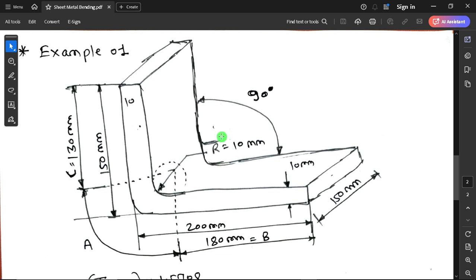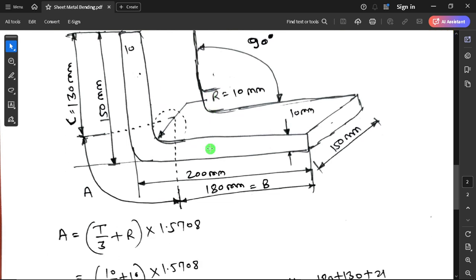So for that, to calculate development length, we have to calculate the A also. See, from the center of the circle to the edge, its length is 130 mm, because that 10 mm thickness and the 10 mm radius get subtracted from 150, remaining is 130. Same here. In 200, the 20 mm is reduced and 180 mm is remaining. And if you add A to the 180 and 130, then you will have your bending development length.